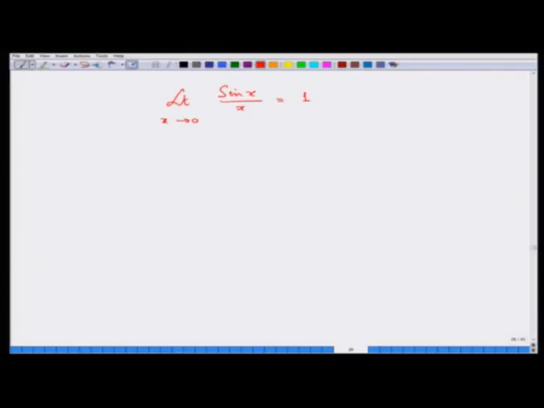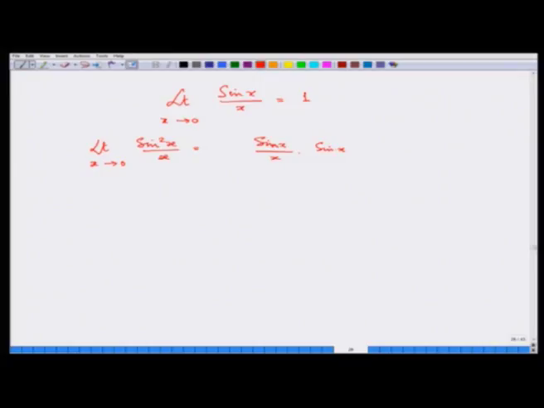In what way is this limit useful? For example, if I ask you to compute a limit, what will be the answer? It looks very surprising, again it is 0 by 0, but now we can write this as sin x into sin x.